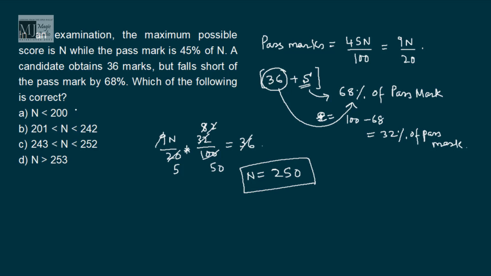Which of the following is correct? N is less than 200, no. N is greater than 253, no. N lies between 201 to 242, out. N lies between 243 to 252, is in, because N value is 250. Option C fits in, and that's the answer.